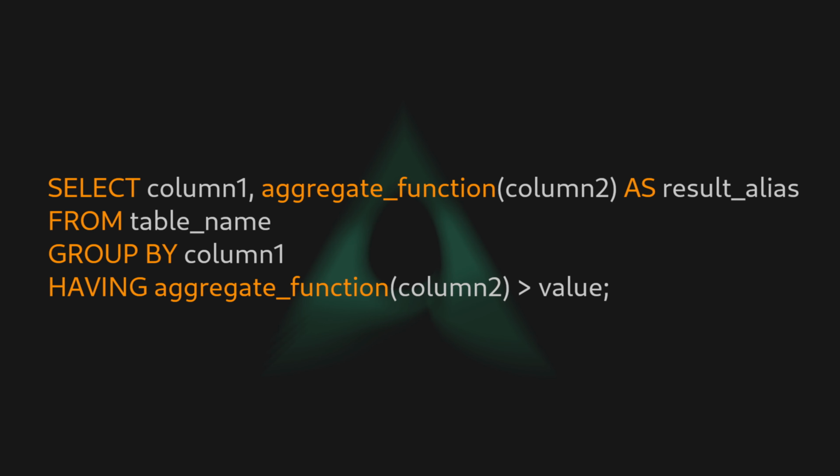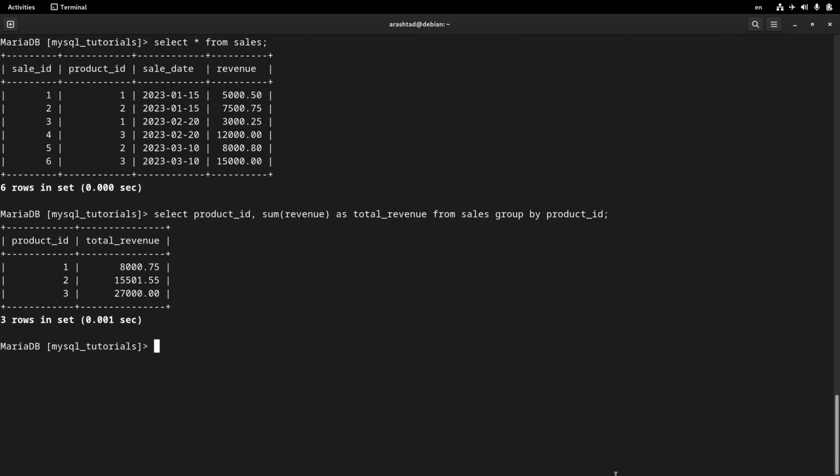Also, we can step further and add some conditions to our select command that is using group by, adding the having keyword and then the conditions that we are looking for. This is the structure of this type of commands, and let's see how it's done. Here we have some products that have sold less or more than 10,000. One of them is less than, and two of them have more than 10,000 revenues. Let's say that we are interested in the products that have more than 10,000 revenues.